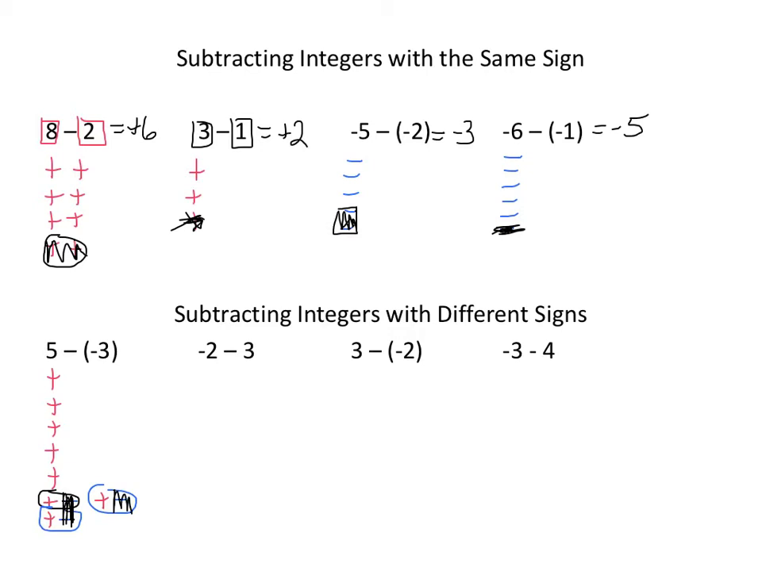Once I do that, I'm going to count what's left. So I have my original 5 positives, but now I have those 3 extra. So my answer actually becomes positive 8.